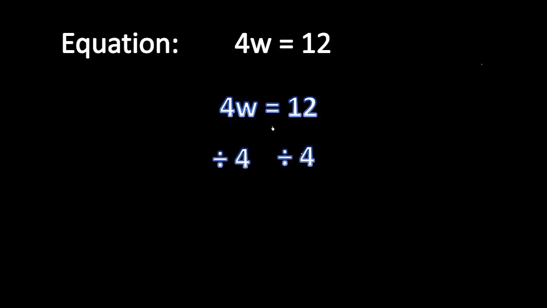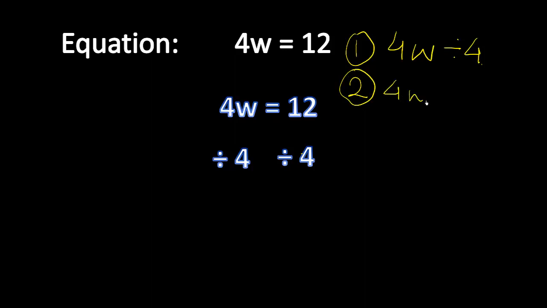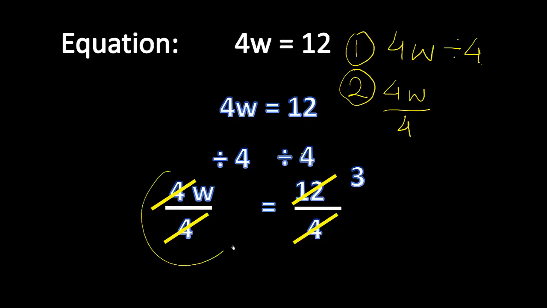Now, if you don't know, I'm just going to tell you right now, there are two ways of writing the division symbol. The first one is the one we already know: 4w divided by 4. And the second way, we can also write 4w as the numerator of a fraction and 4 as the denominator. This is the second way we can write the symbol of division. The same thing is written here.